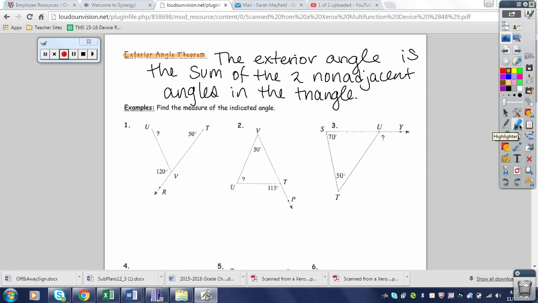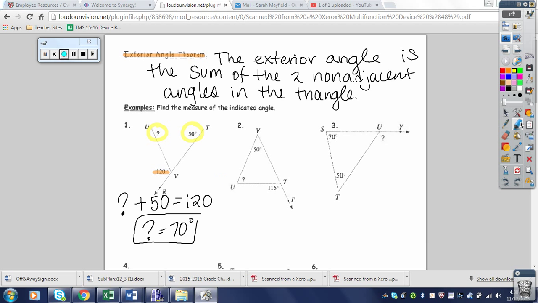So if I look at this triangle, I want to highlight my exterior angle. So I'm going to highlight 120. Okay, so what this theorem tells me is that 120 is the sum of the two angles that are not adjacent to it. So the angle that would be adjacent to 120 is this angle right here. So the two angles that are not adjacent to it, let's change to a color, is my question mark and 50. So if I have question mark plus 50, it's going to equal 120 degrees. So what is this missing value? 70 degrees.